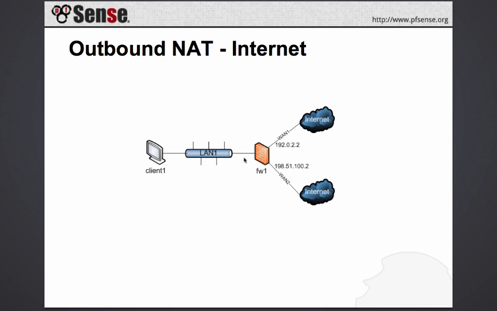And this just illustrates the network that we're working with here. We have the one client that's inside on the LAN, and then we have two WAN interfaces on this system, and their IPs are 2.2 and 100.2.